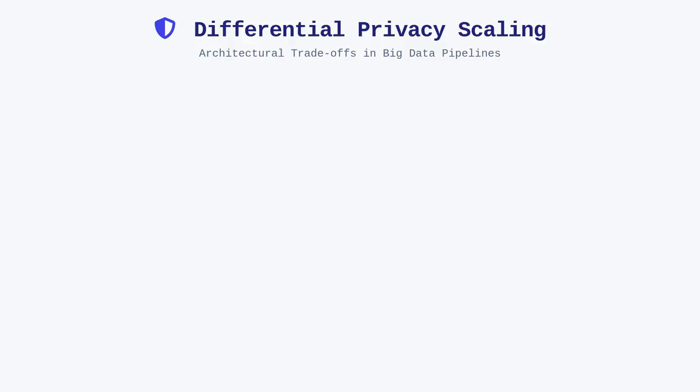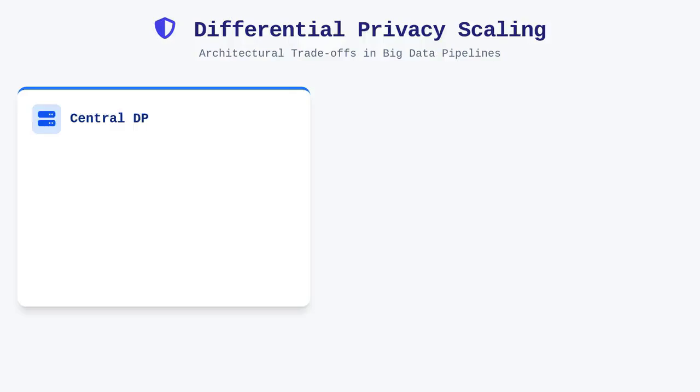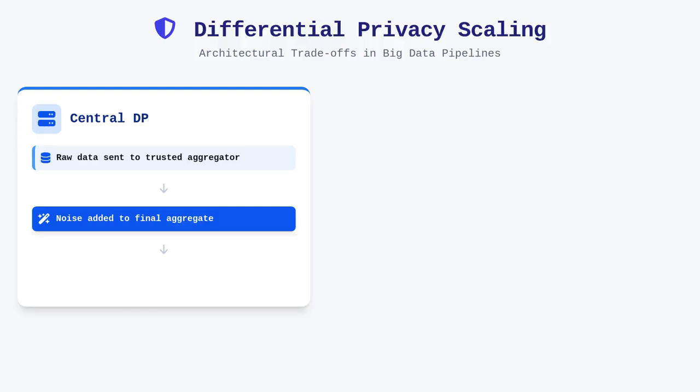When we scale these mechanisms to modern big data pipelines, we must distinguish between local and central differential privacy. In central differential privacy, a trusted aggregator collects raw data from clients and applies the noise before releasing any statistics. This approach generally yields higher data utility because the noise is applied to the final result rather than to the individual records before they are even stored.